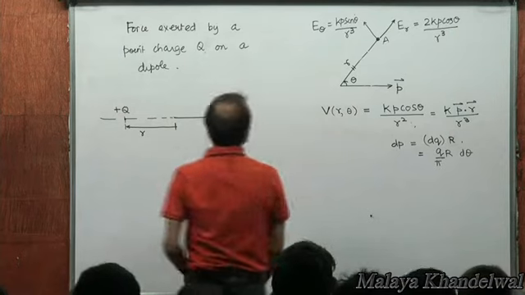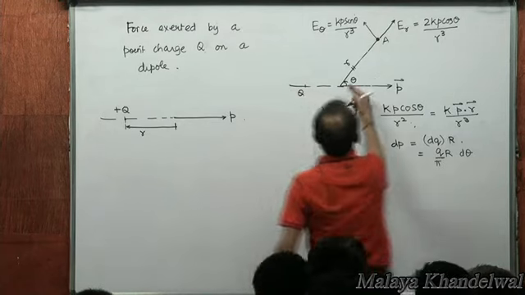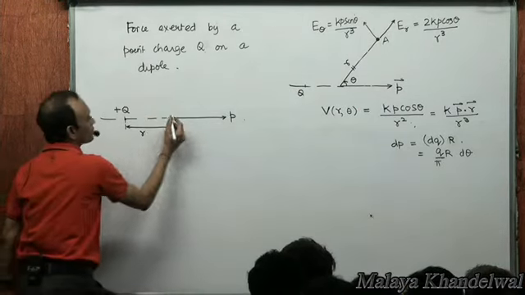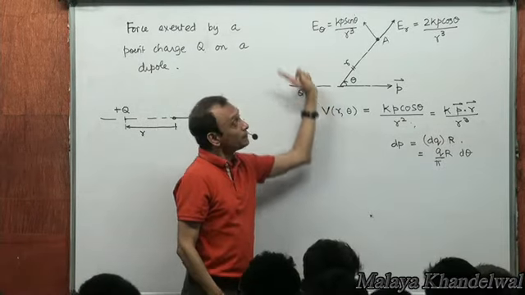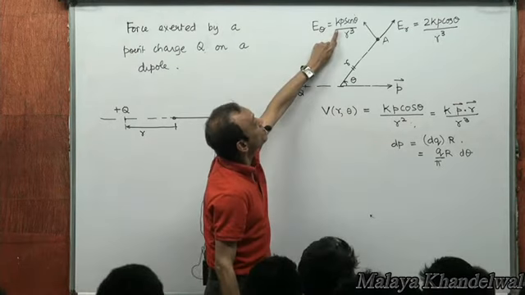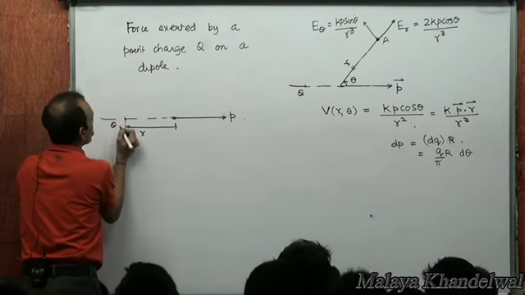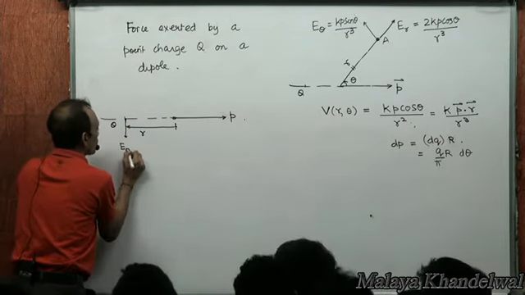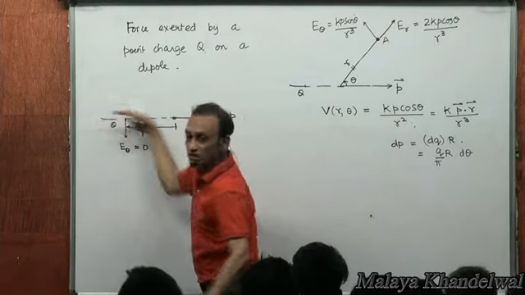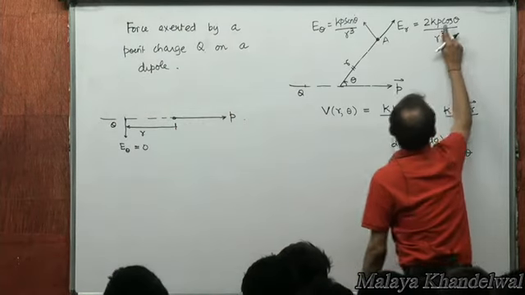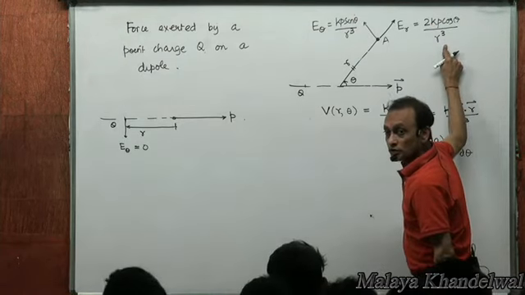Now, for this point where plus q is located, theta will be pi, yes or no? If q was here, then theta would be pi, and if theta is pi, E theta would be 0. E theta at this point plus q would be 0, because sine pi is 0. This is my radial direction, E_r. Putting theta equal to pi, it turns out to be minus 2kp by r cubed.